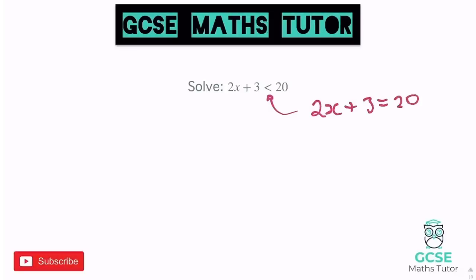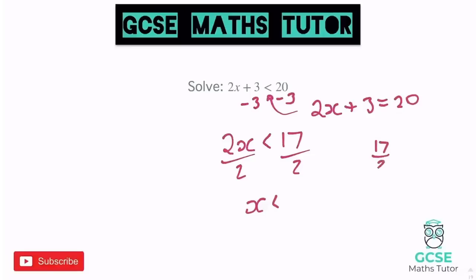We're going to do it in exactly the same way, but we're just going to leave that symbol in there. So we're going to take away 3 from both sides, which leaves us with 2x is less than 17, and then dividing by 2, we get x is less than 17 over 2, and we could probably work that out. 17 over 2, half of 17 is 8.5, so x is less than 8.5.